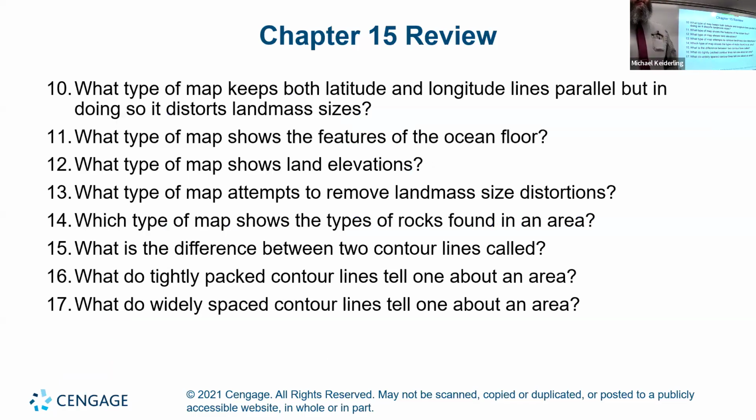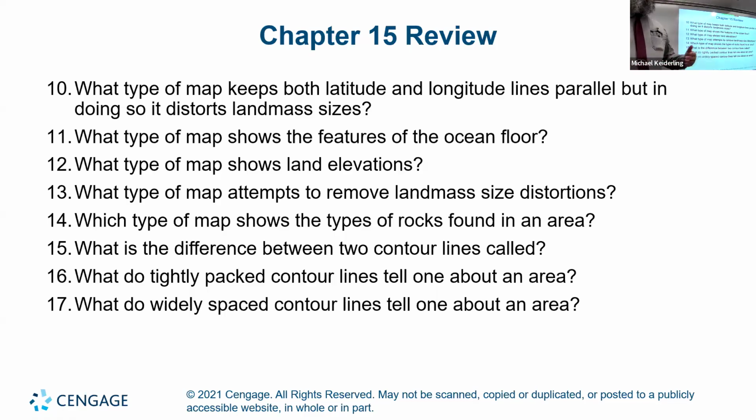One type of map keeps both latitude and longitude lines parallel, but in doing so, distorts landmass sizes. That's the Mercator projection. What type of map shows the features of the ocean floor? That is a bathymetric map. The type of map that shows land elevations is a topographic map or a contour map. The type of map that attempts to remove landmass size distortions is the Peters projection. The type of map that shows the type of rocks found in an area is a geological map.